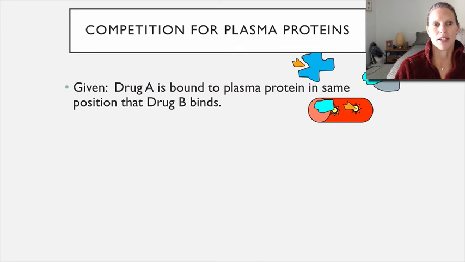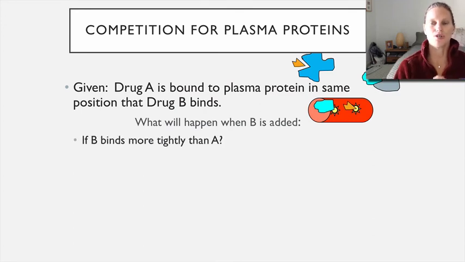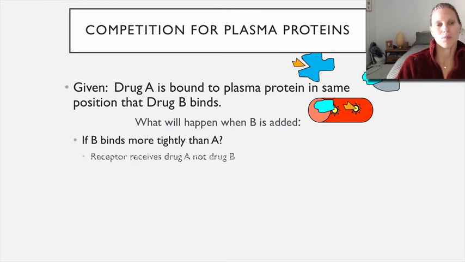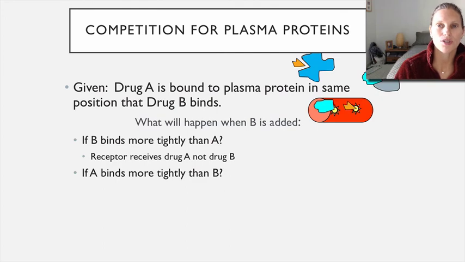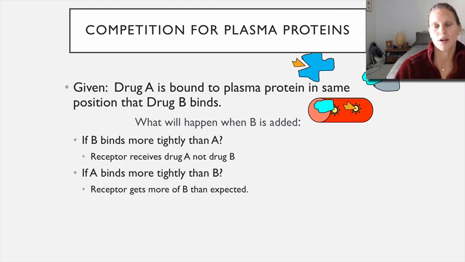So here we have it. Drug A is bound to the plasma protein in the same position that drug B binds. So when we add drug B, the plasma protein is going to dump drug A and bind more B, which means now, all of a sudden, all this A gets liberated, and this receptor for A is hit with a higher concentration of drug than it normally would be. If it went the other way, and the plasma protein likes drug A more than B, then when you give a big dose of B, thinking it's going to bind up to plasma proteins, instead it's going to flood those receptors, and you're going to have more of a response with drug B than expected.